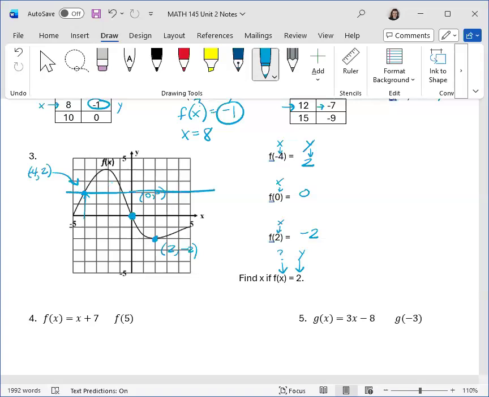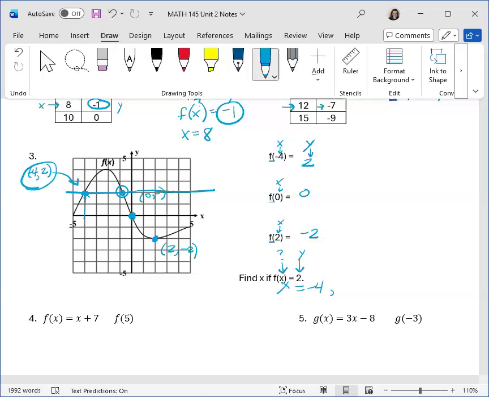Notice there's actually 2 points on this graph where there's 2 different x's that would give me the same y value. We actually evaluated one earlier. We were given the x value of -4 and it gave us a y value of 2. So x could be -4. But then also there's a second point right here where the y value is also 2.